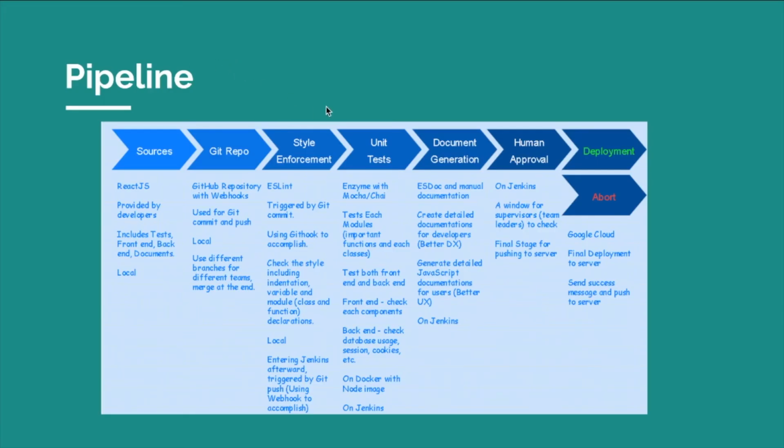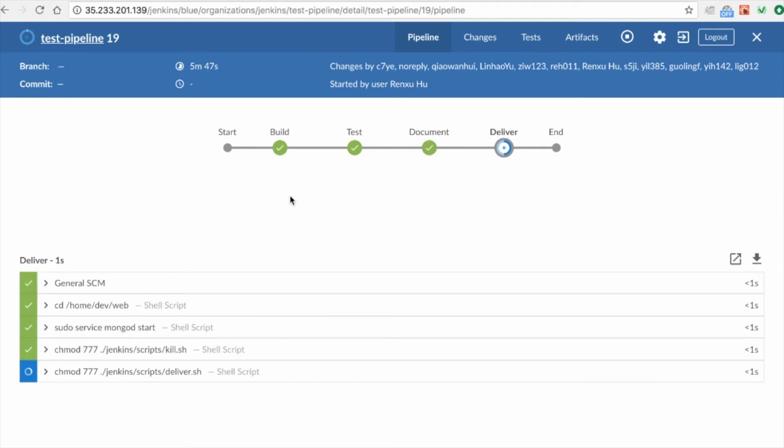Here's our pipeline. Everything after style enforcement will be handled on the server by Jenkins. Jenkins is triggered by the GitHub webhook, and it will deploy the latest version of our web app to the remote server.